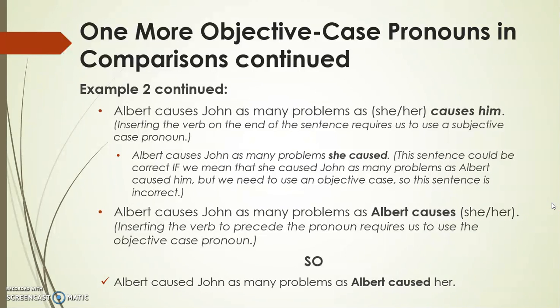Just realize that if you don't add that verb phrase back on the end, or you don't put Albert causes to precede your pronoun, you're going to convey a message that your reader is going to understand one way, and you may not mean it to be that way. So be careful which one you choose, because pronoun case definitely does convey a message in this sentence. It's very important that you choose the correct one to convey the message that you mean to convey.